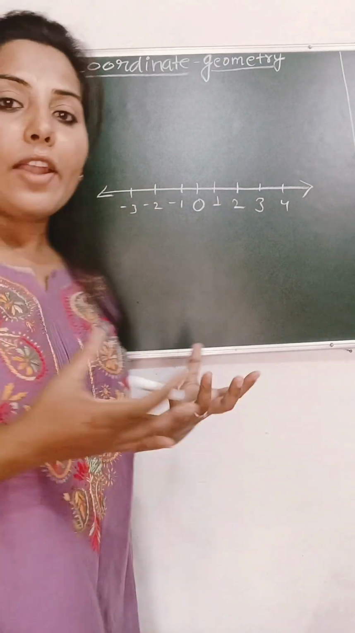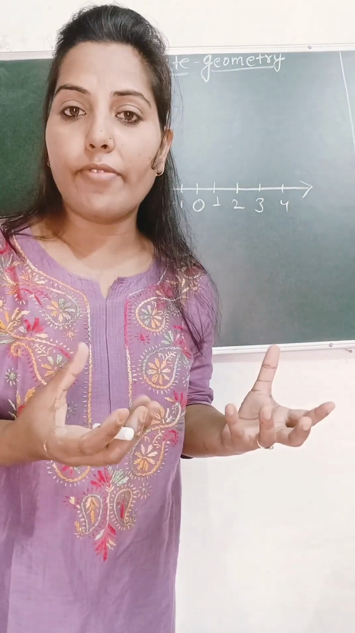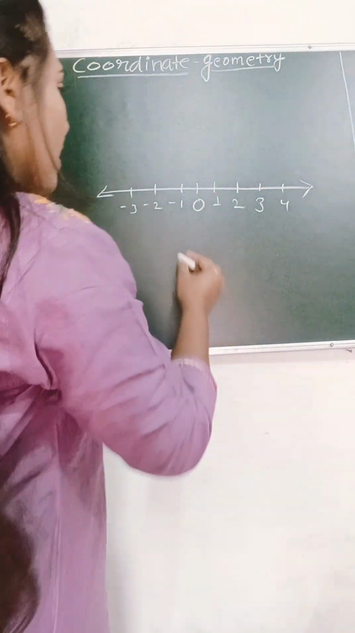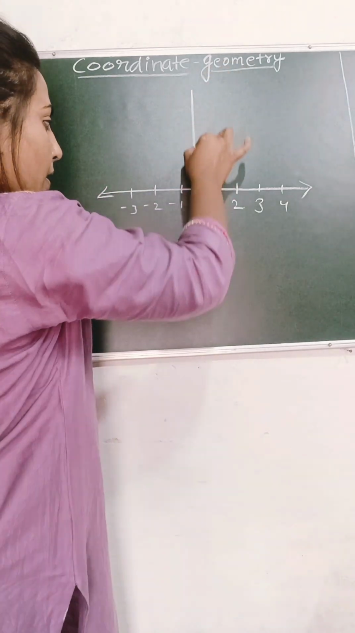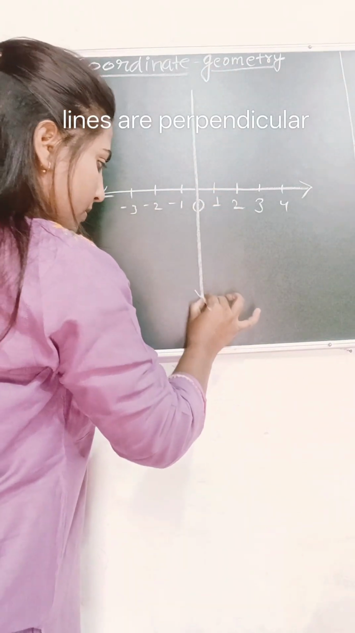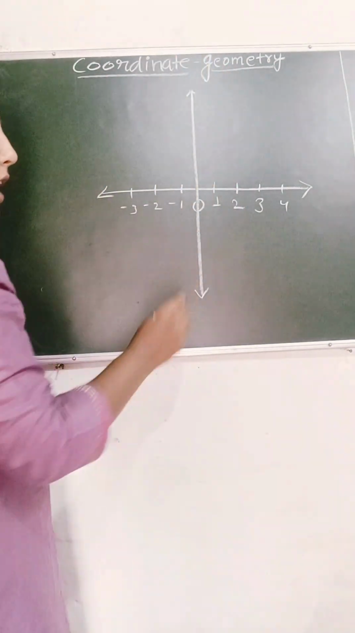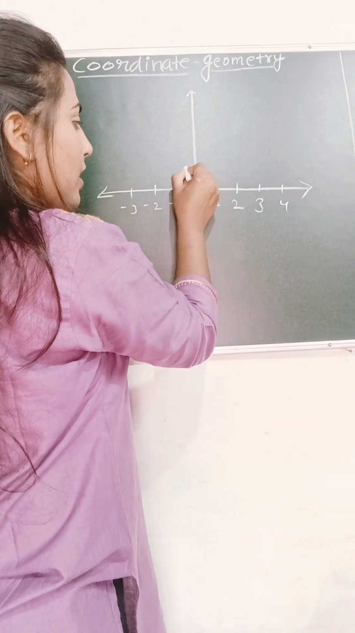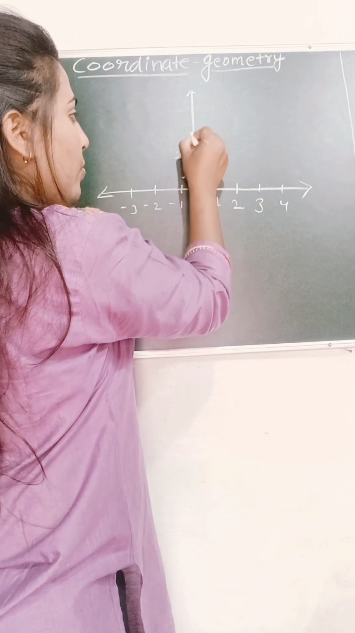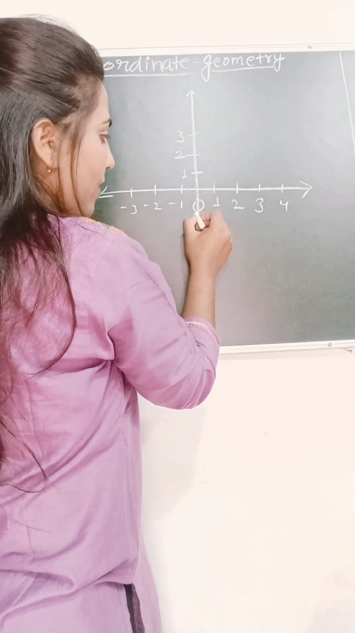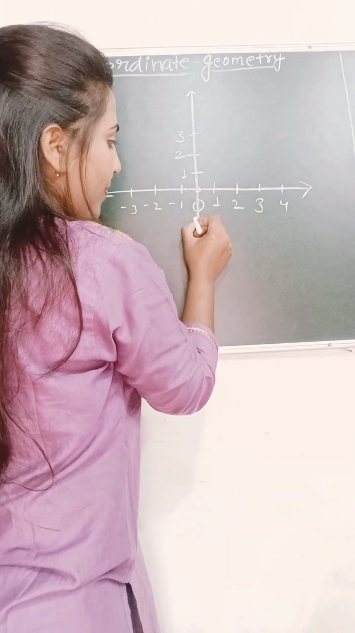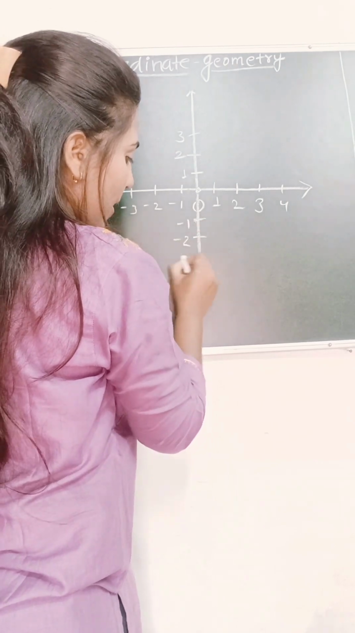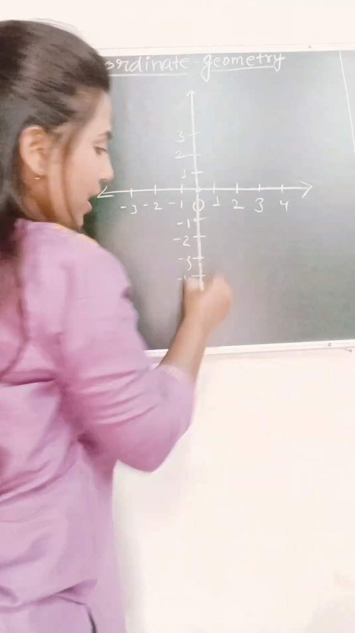Okay, let's take another line, and I will put that line perpendicular to this line. Now you see that if I put this line, the positive sign will be here, like 1 and 2 and 3 and so on. This is the 0, and here is -1, -2, -3 and -4 and so on.